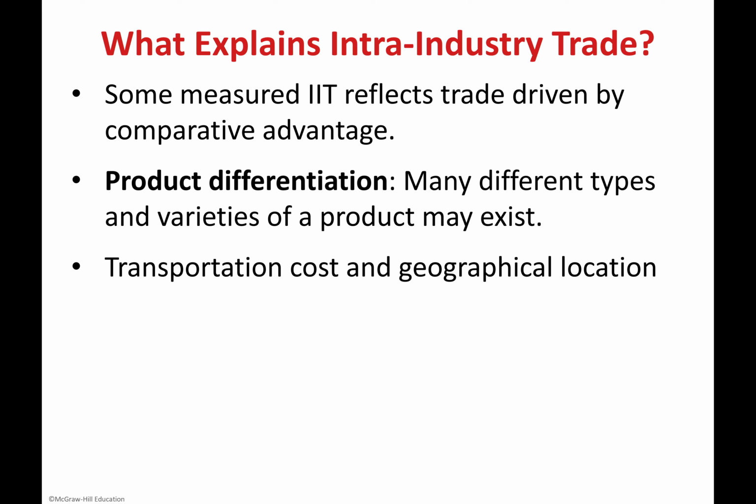So what explains intra-industry trade? I mean, why do we have exports of the same goods that we import? Well, it's trade driven by comparative advantage, and that comparative advantage can relate to the nature of an imperfectly competitive industry, which is characterized by product differentiation. So, for instance, in cars, we export cars and we import cars. Planes, we export planes and we import planes. And it's just different models, basically, of the same product. Also, we've got to consider the transportation costs and the geographical location too.